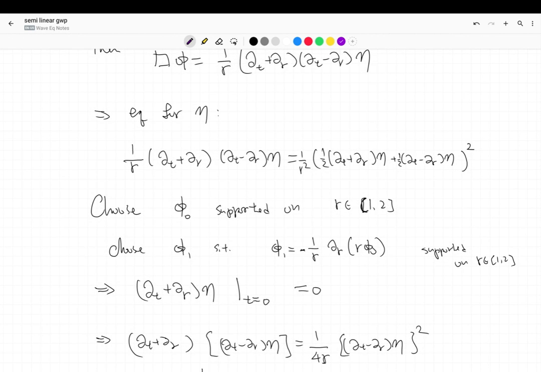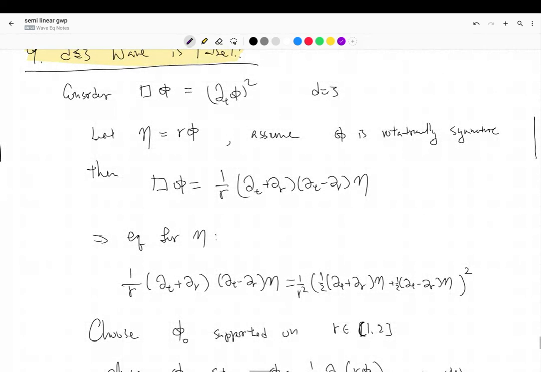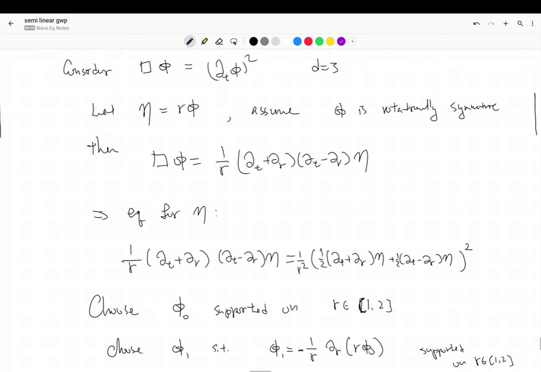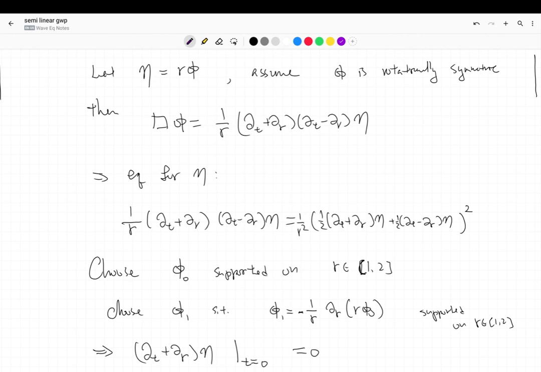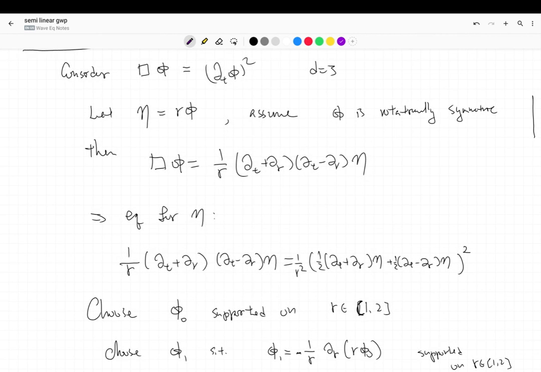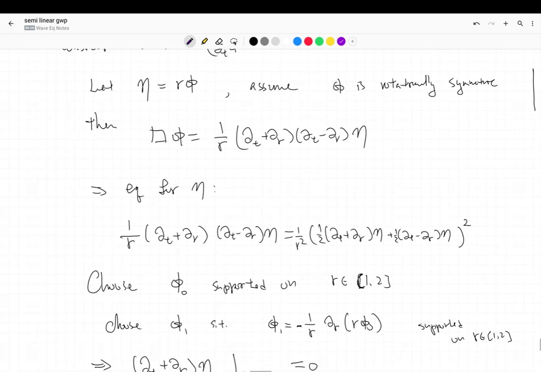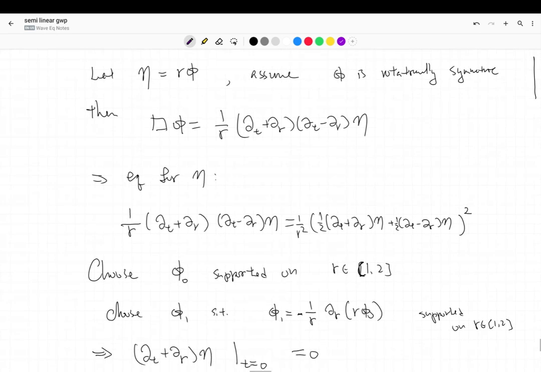So let's look at the equation for eta. If phi were a solution to box phi equals (dt phi) squared, what equation must eta satisfy? Box phi is, as I said, 1 over r (dt plus dr)(dt minus dr) acting on eta. And the right-hand side, dt phi, is 1 over r dt of eta, and dt of eta can be written as 1 half (dt plus dr) plus 1 half (dt minus dr). So I can write it as 1 over r squared, from 2 factors, times the average of dt plus dr eta and dt minus dr eta, quantity squared.